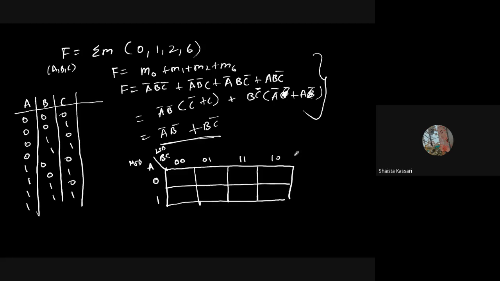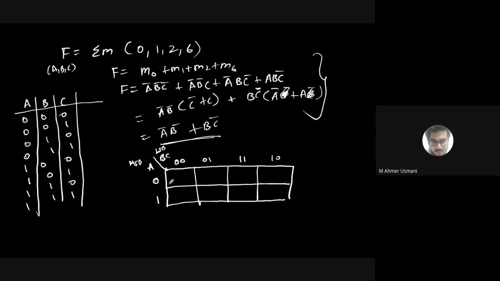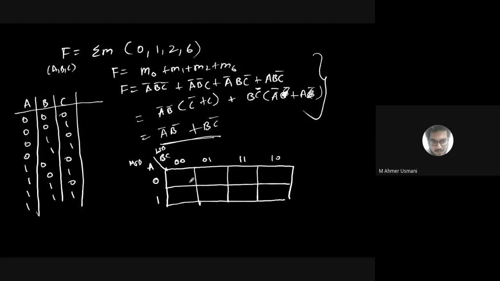After writing this, this is nothing but 0 0 0. What does this cell mean? I am referring to 0 0 0. What is the meaning of 0 0 0? This tells me M0, the decimal representation of this. It is 0. This is 1. This is 2. This is 3. This is 4. This is 5. This is 6. This is 7. The min terms will be M0, M1, M2, M3, M4, M5, M6 and M7.